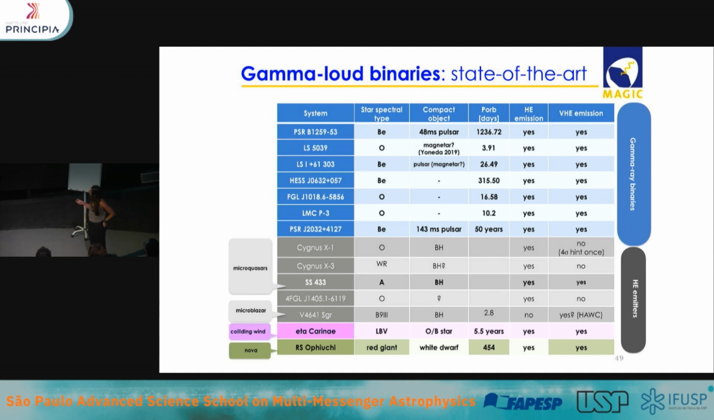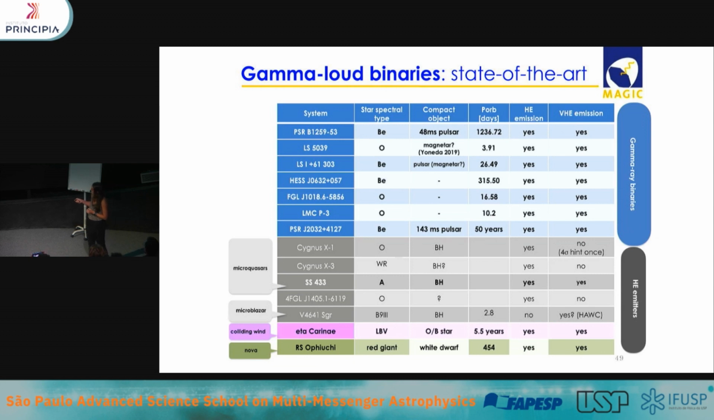So we have 3 confirmed microquasars, including Cygnus X1 and Cygnus X3. You can see here that they have been detected at high energies by Fermi, but they have not been detected at very high energies. And indeed, we only have 1 confirmed microquasar, which is SS433, that has been detected both at high energies and at very high energies. Then it was recently claimed by HAWC the detection of V4641 Sagittarii, which would be a microblazar. So it's a microquasar that has the jets pointing toward us. For the moment, theoretically, there are only 2 or 3 of them in the galaxy. So if this is really confirmed, it would be a very cool result.